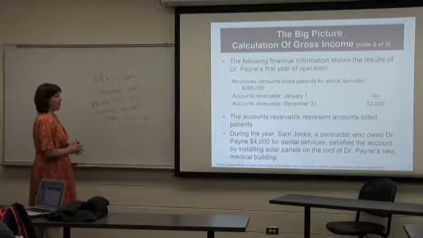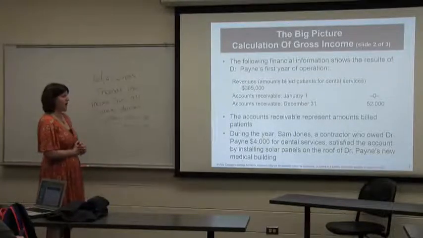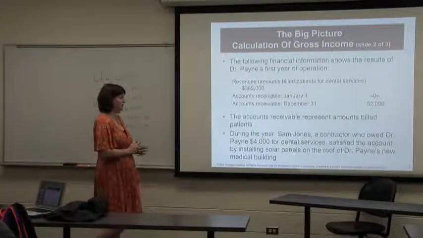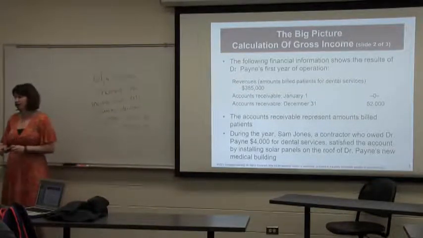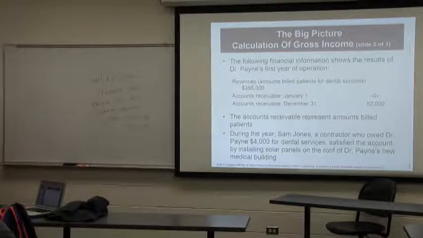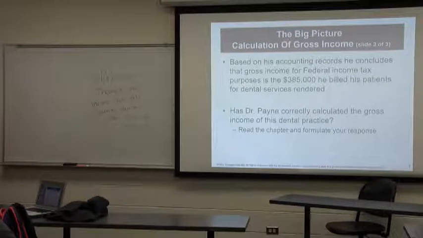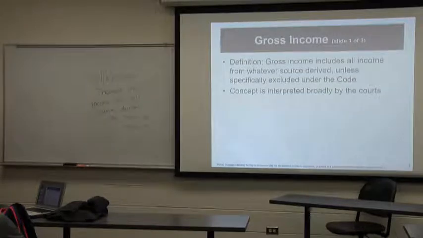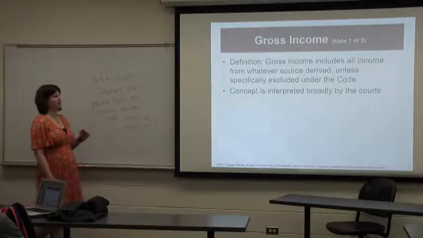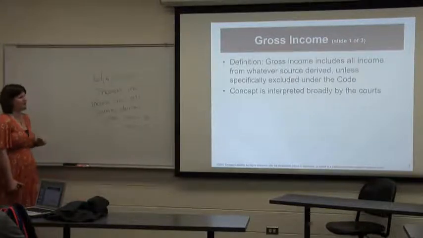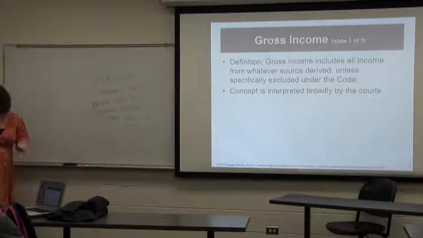Okay? During the year we had a contractor. He owed Dr. Payne $4,000 for dental work, and he satisfied that amount by installing solar panels on the medical building. So, gross income. Code section 61A includes income from all sources derived unless there is an exception.